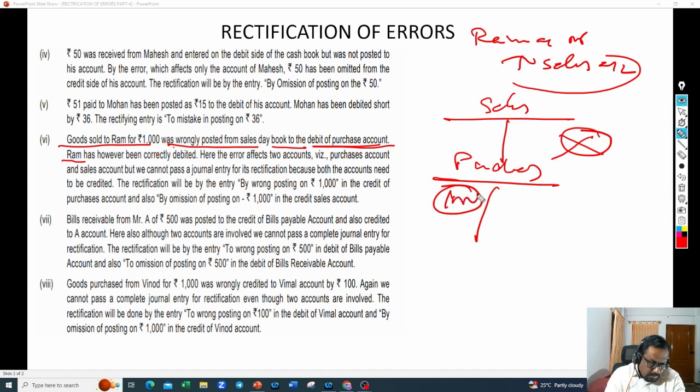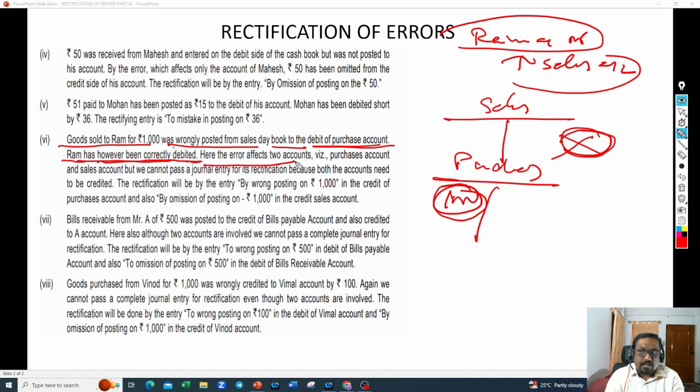Now, he's saying Ram has however been correctly debited. Ram account, there is no mistake. They did not make any mistake. Ram has however been correctly debited, but instead of crediting the sales account, they debited the purchases account. Here the error affects two accounts.